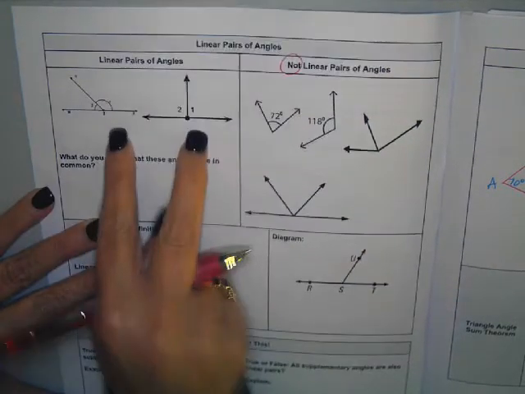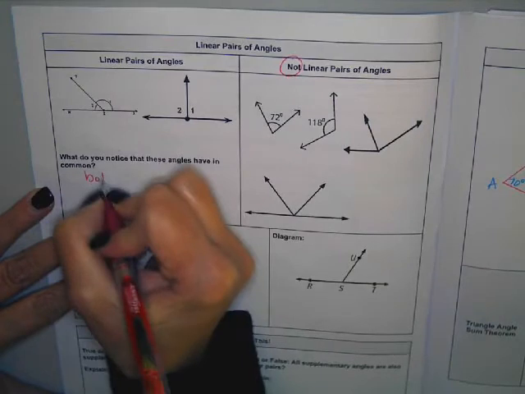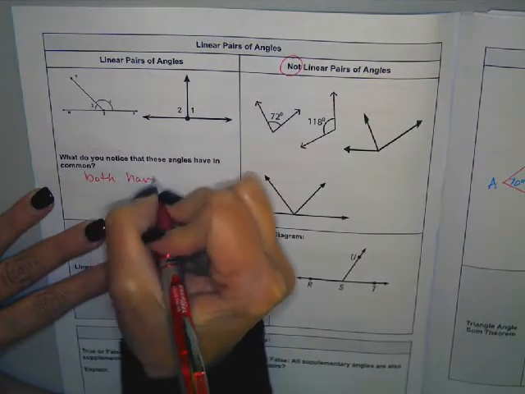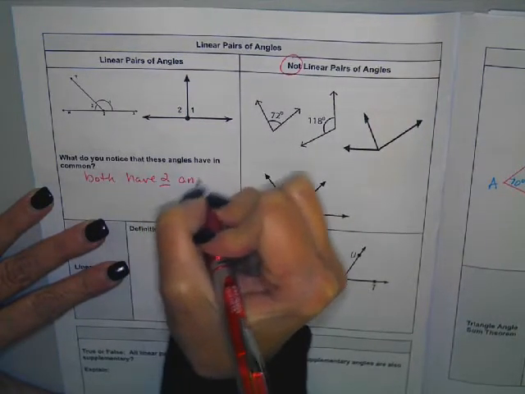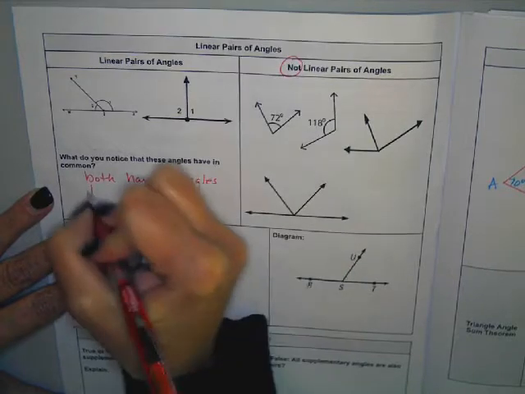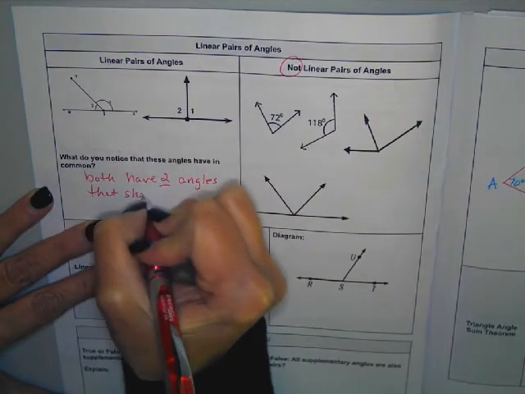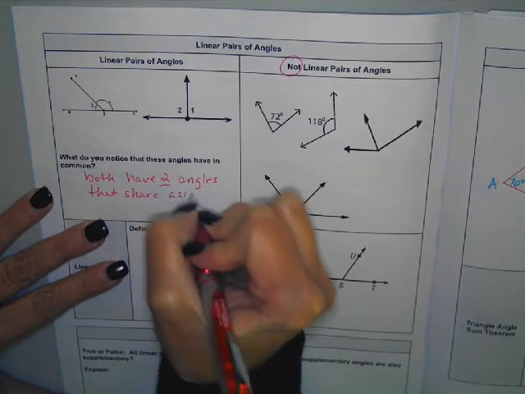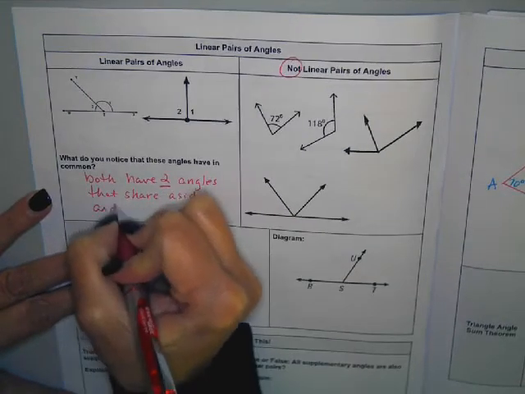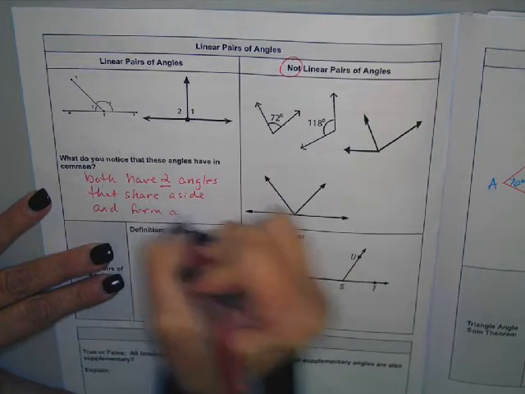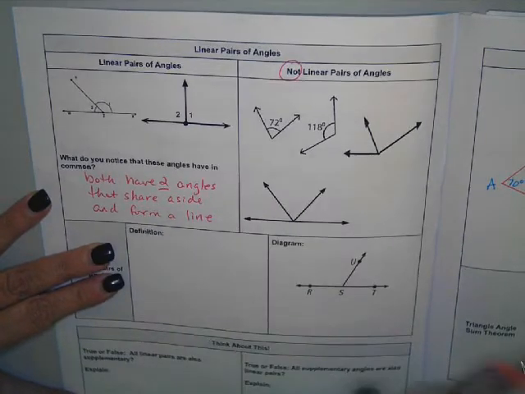These two sets both have two angles that share a side and form a line. That's what they have in common, right?